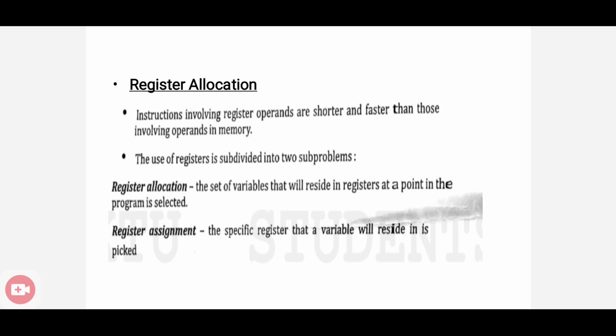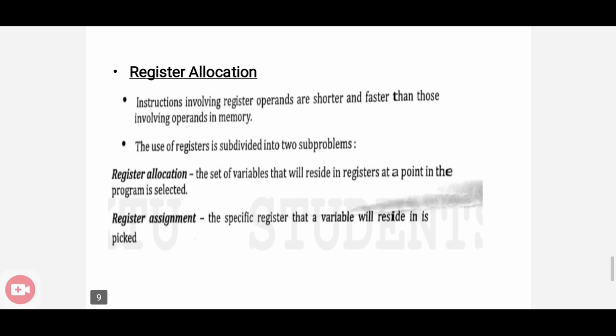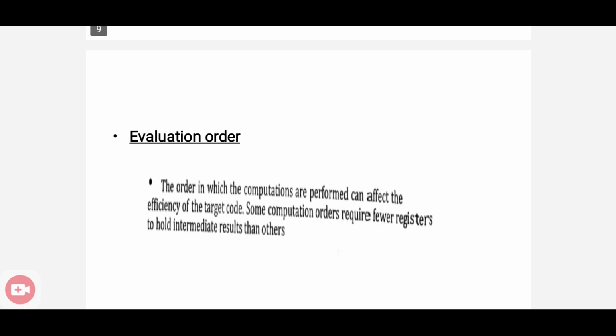Register allocation means the set of variables that will reside in registers at a point of time. Assignment means we can pick a specific register that a variable will reside in. So register allocation should be proper in the design of a code generator. That means we should choose register operand instructions and an appropriate register for that operand and assign them. Okay. And the last design issue is evaluation order.